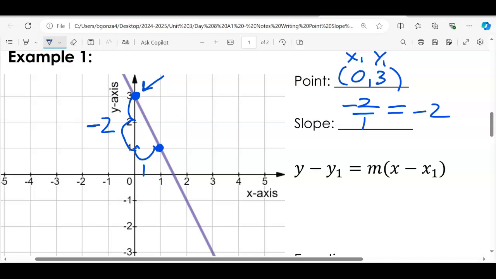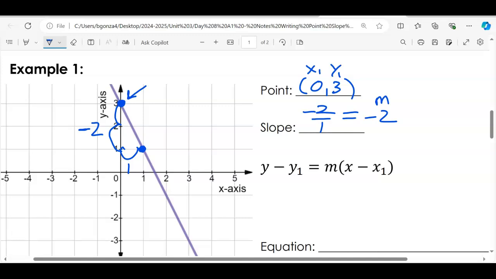Now, that's my M. I have X1 and Y1. So I'm going to plug all that into this formula. Now, I'm going to have an intermediate step here in the middle. So let's go ahead and write this out. Y stays Y minus, what's Y1? 3 equals M is -2, parentheses, a regular X stays X, minus, and then what's X1?